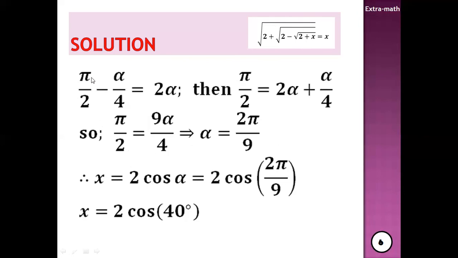So we have here pi over 2 minus alpha over 4 equals 2 alpha. So pi over 2 equals 2 alpha plus alpha over 4. Then pi over 2 will be equal to 9 alpha over 4. Therefore, alpha is equal to 2 pi over 9. But x is equal to 2 cosine alpha, so it is equal to 2 cosine of 2 pi over 9. But 2 pi over 9 is 40 degrees. Therefore, x is equal to 2 cosine 40 degrees, which is the solution of this given equation.